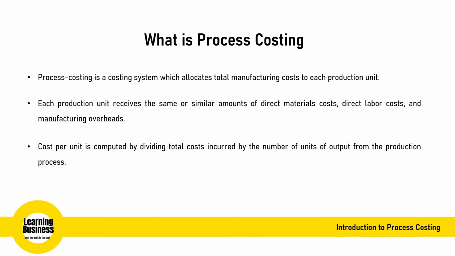Why? Because in continuous production, the output is massive, the output is identical. So, using process costing, the cost for each of these identical units is ascertained.